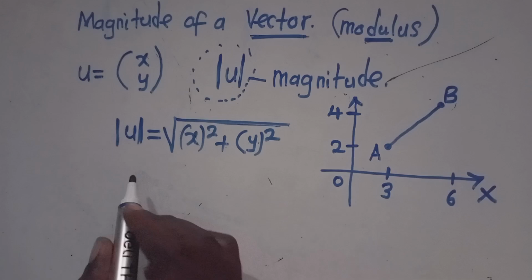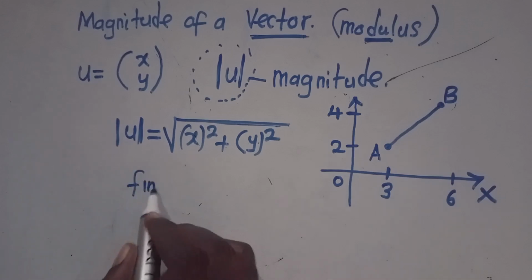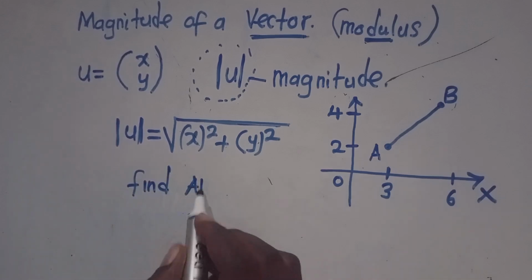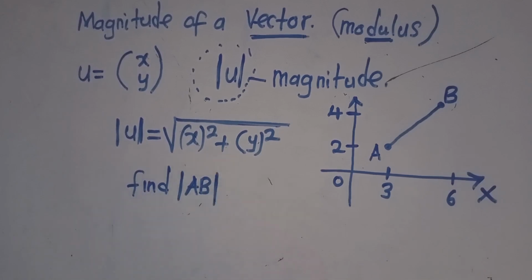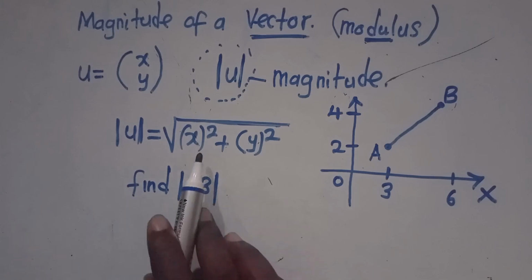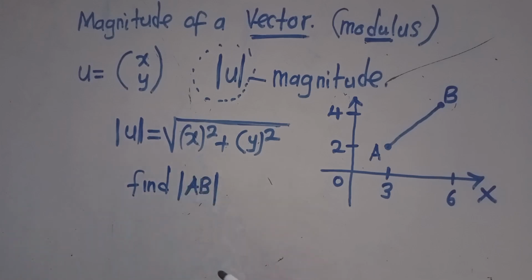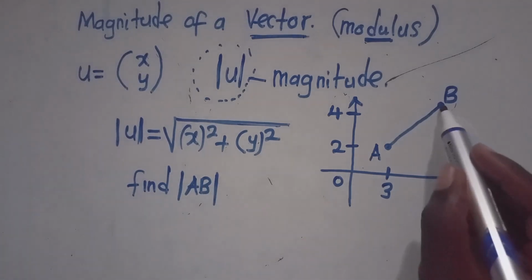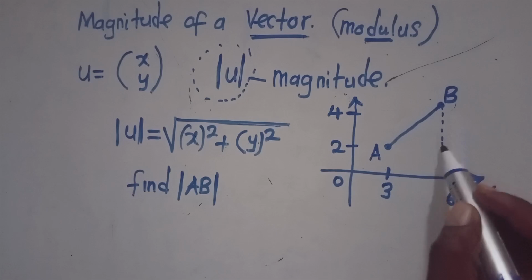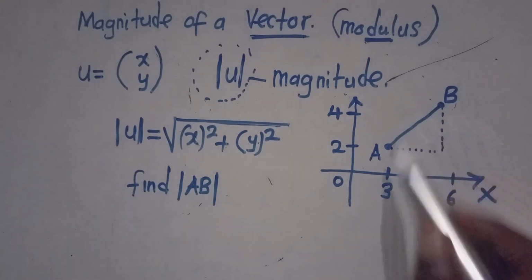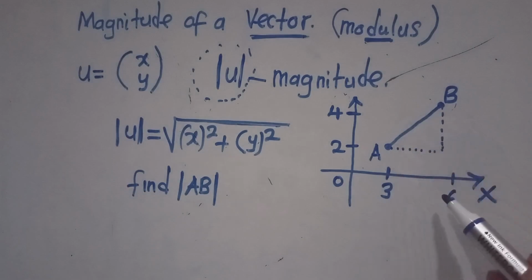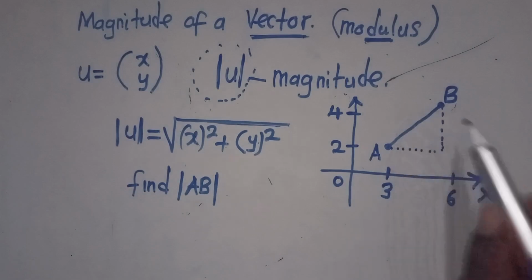The question just tells you to find AB, that is, find the modulus of AB. Since you know the formula to use, if you join the points like this, you are going to form something that looks like this.